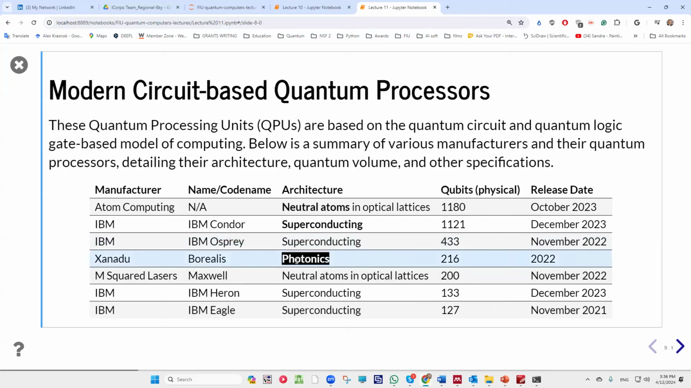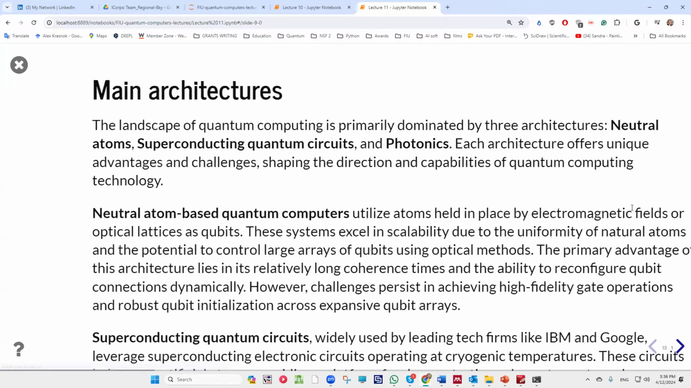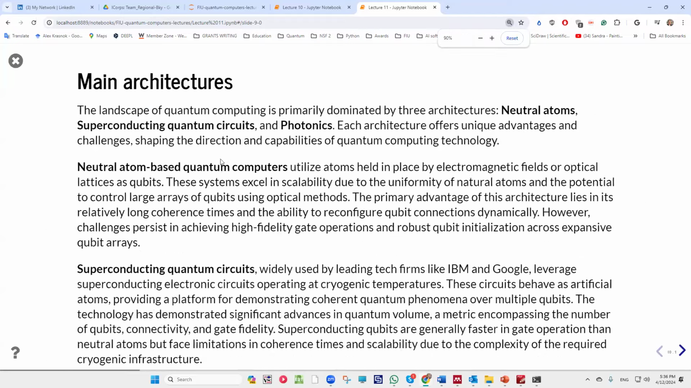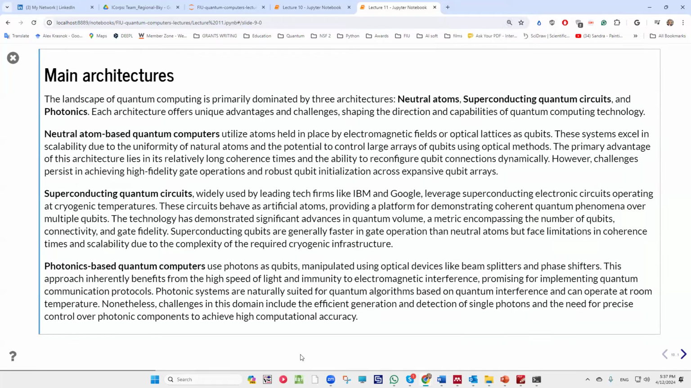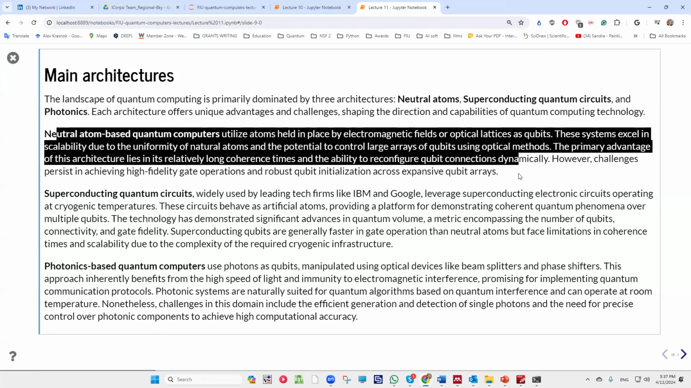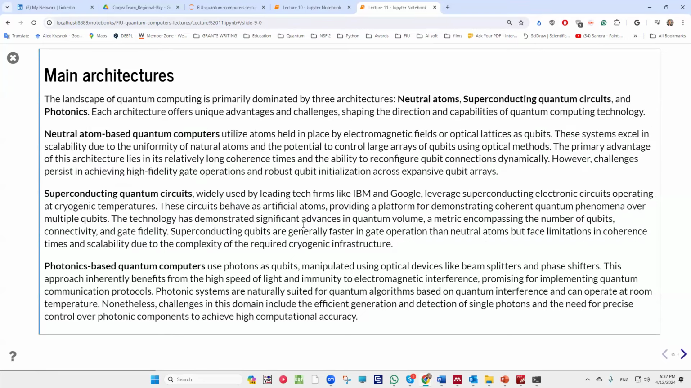So photonics here, photo stands for photon, the elementary particle of light. And photonics and optics, in this sense, are synonyms. So this is just a computer that is based on the principles of light. So the main architectures are neutral atoms, superconducting quantum circuits, and photonic-based quantum computers. Each has its own pros and cons. So there is no perfect platform. Each one has pros and cons in this or that aspect.